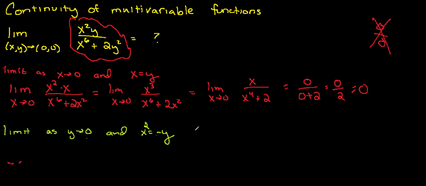Now, your task for the homework is to repeat this process, but you're going to do something a little different. You're doing the limit as y approaches 0, and then you're looking at the expression now, but wherever you saw an x squared, you're going to plop in or substitute in a negative y and see what happens there.